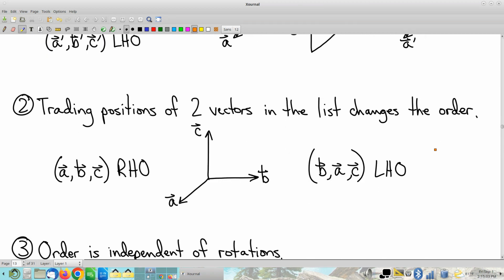If you trade the position of any two vectors, and this is a good one to think through on your own, let's see here. If I trade the first with the second and the second with the first, right? What was right-handed originally, ABC is right-handed here, right? BAC is left-handed. Everybody see that?